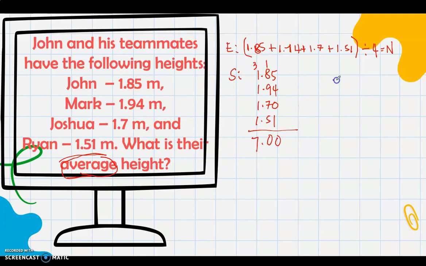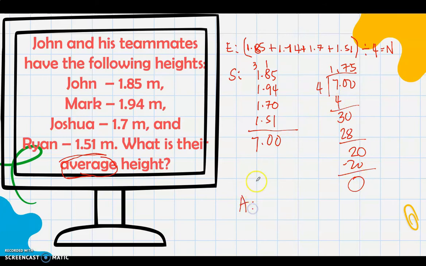Then we're going to divide it by 4. That is 1. We have 4. We have 3, 0. That is 7. That is 28. We have 2. Bring down 0. That is 5. That is 20. No more remainder. Therefore, the average height of the 4 persons here is 1.75 meters.